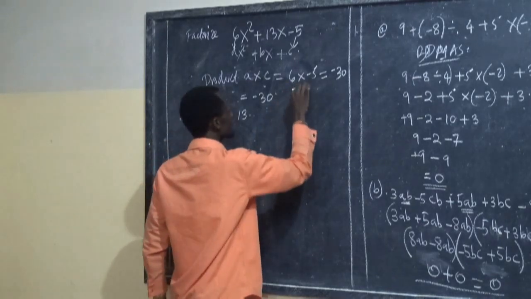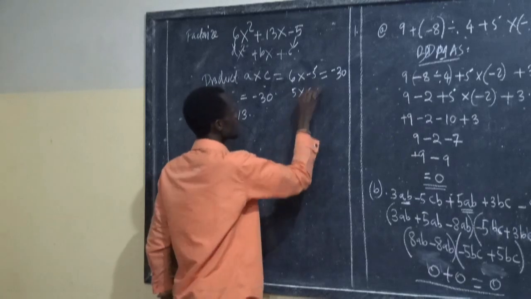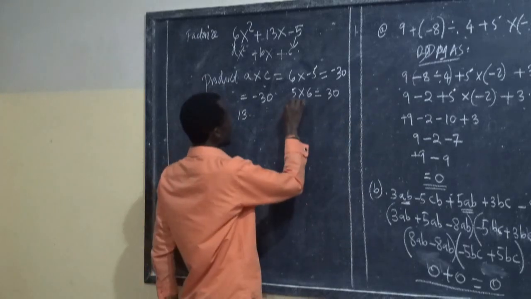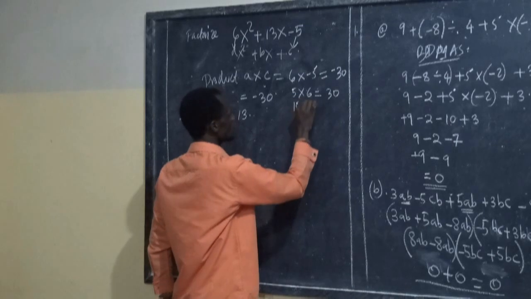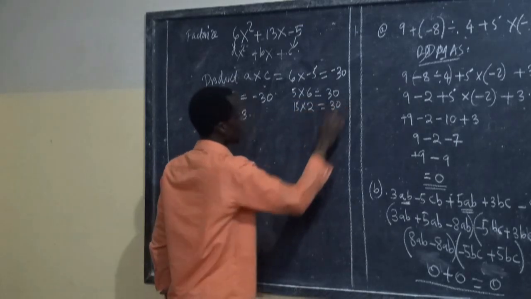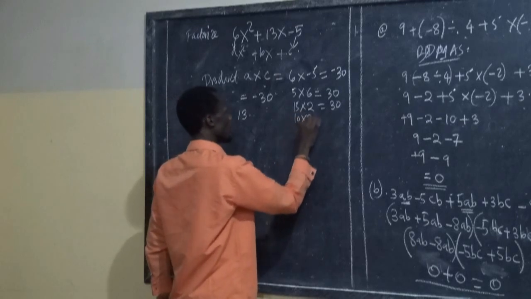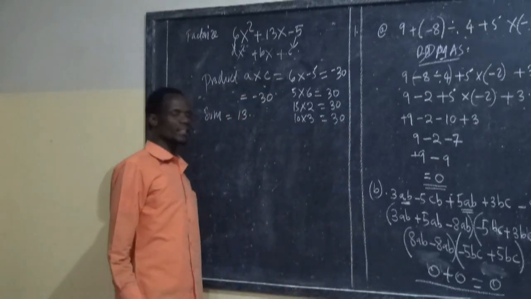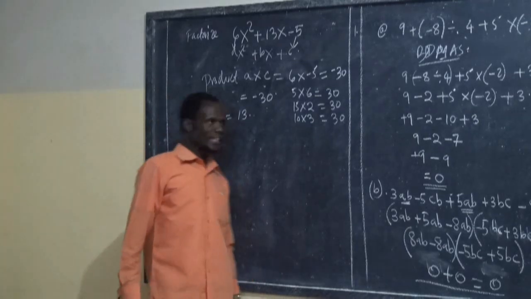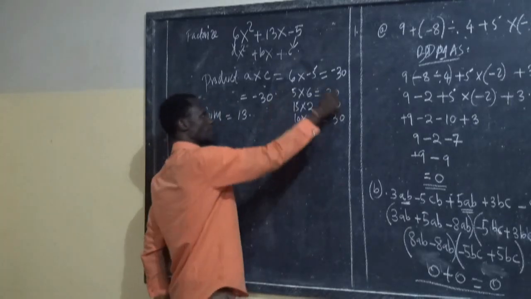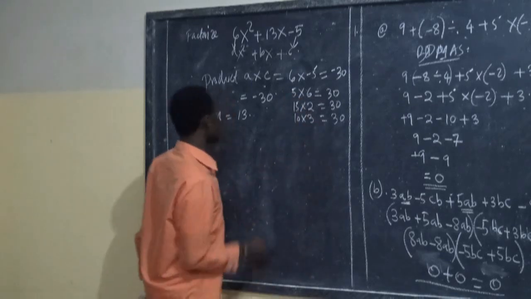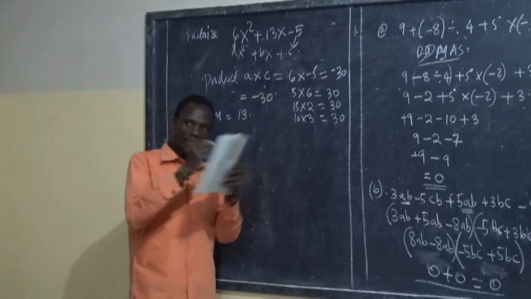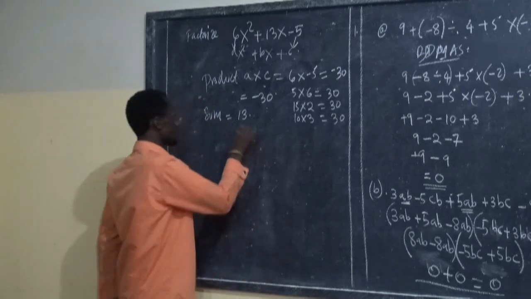We have 5 times 6 is equal to 30. We have 15 times 2 is equal to 30. We have 10 times 3 is equal to 30. And 30 times 1 is also equal to 30. But among these factors that you have listed, they should give a product of negative 30, and if you add them together, they give positive 13.